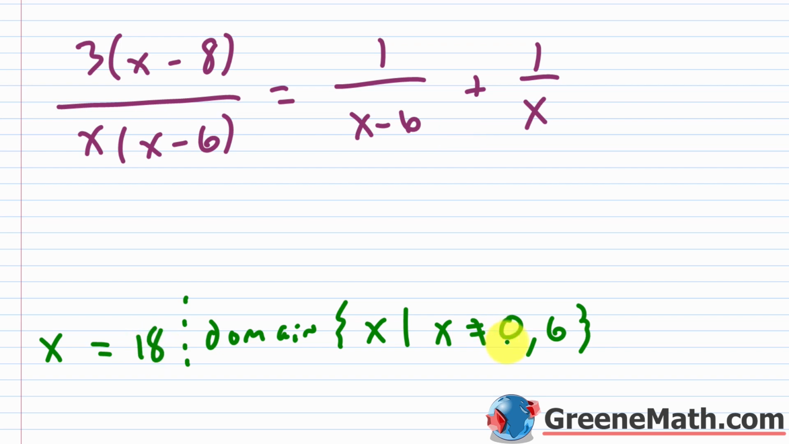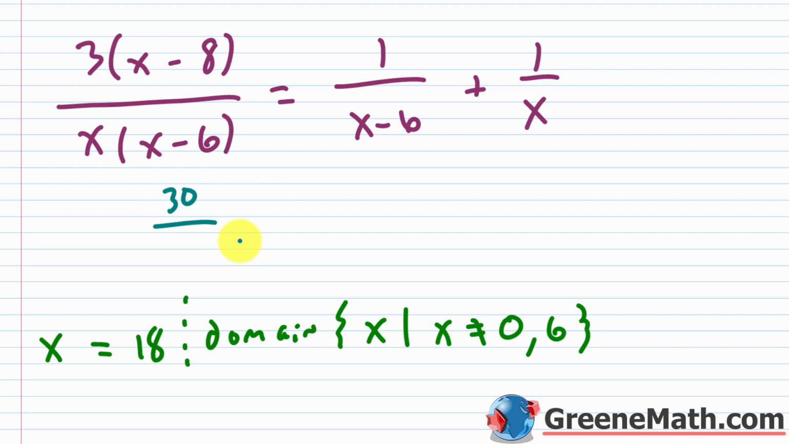So 18 does not violate the domain. So again, if you're in a hurry, you can just put that down as your answer and move on. But for completeness, I'm just going to plug it in and check, show you the left and the right sides are equal. So I'm going to say that 3 times a quantity, you would have 18 minus 8, which is 10. And 3 times 10 is 30. Let's just put that in there now. So let's just say this is 30.